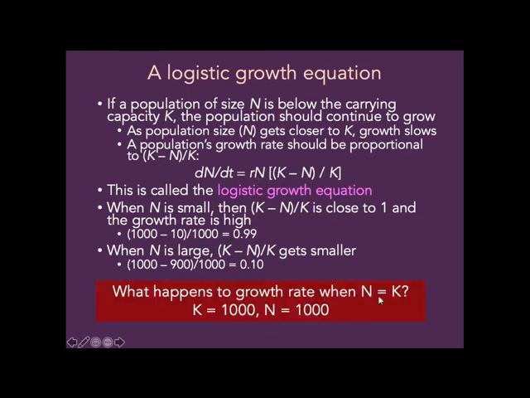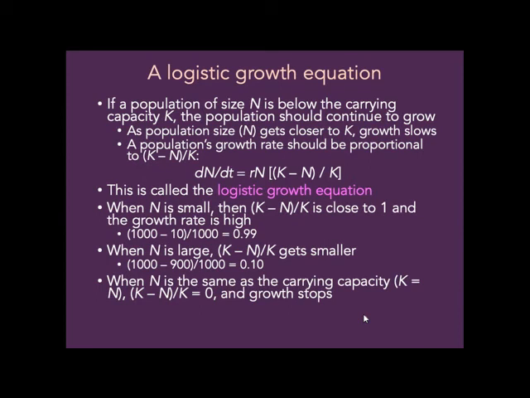What happens to the growth rate when N equals K? It's zero. So what happens if you multiply rN times zero? It's also zero. The change in the population size is zero, meaning it doesn't change. Growth stops, and the population size stays the same.